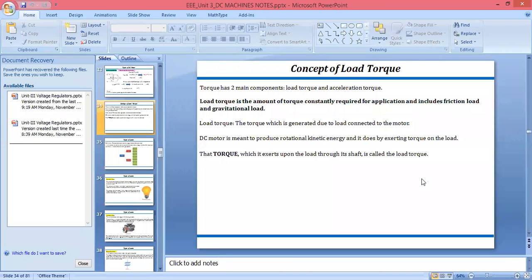Okay, so in today's session, we have to see about the load torque. Load torque is nothing but the amount of torque which is required for the applications, and it includes the friction load and the gravitational load. So if you see, load torque is generated due to the load which we are connecting at the output of the motor.